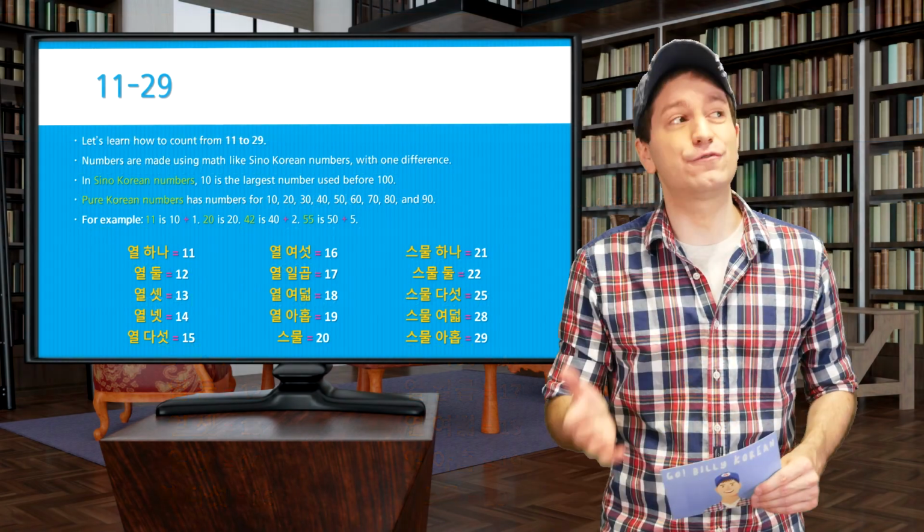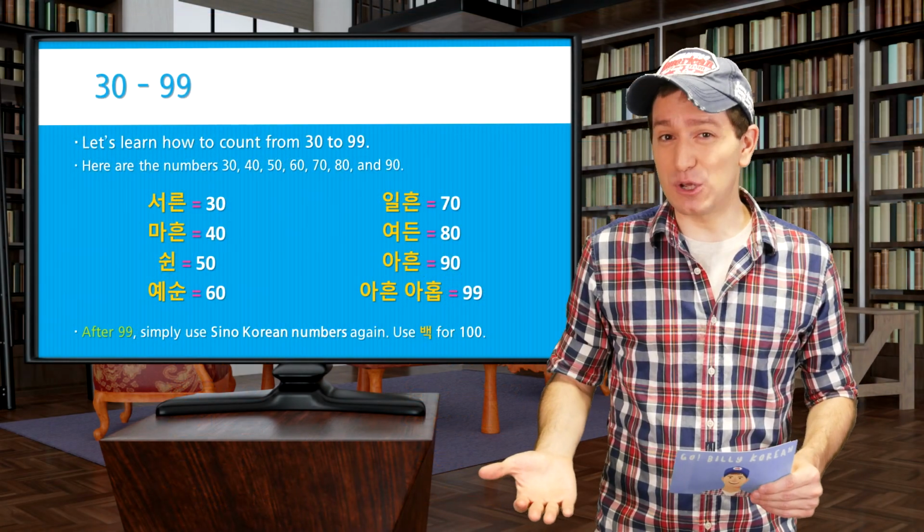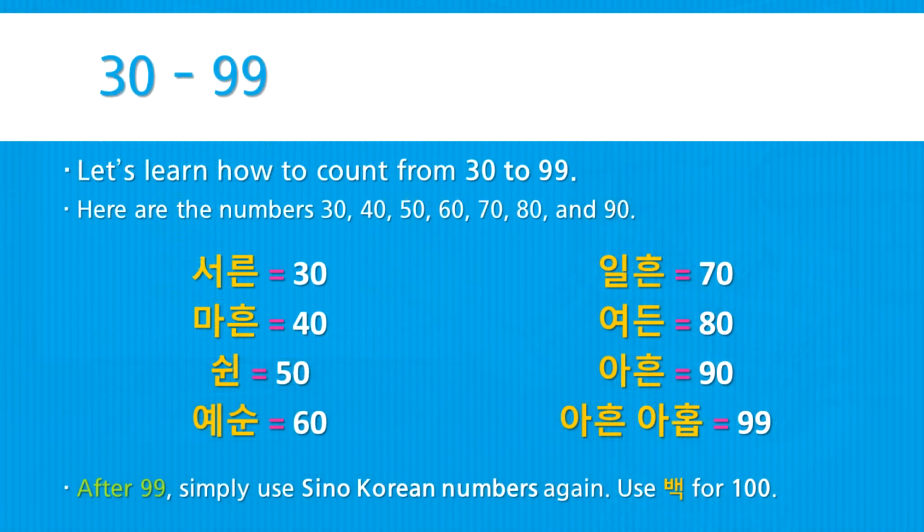So now that we've learned how to count from 1 to 29, let's finish up our pure Korean numbers with 30 all the way until 99. So here are the important numbers that you need to go from 30 to 99. 30, 서른, 40, 마흔, 50, 쉰, 60, 예순, 70, 일흔, 80, 여든, 90, 아흔, 99, 아흔아홉. And again, remember that after 99, simply switch to Sino-Korean numbers.